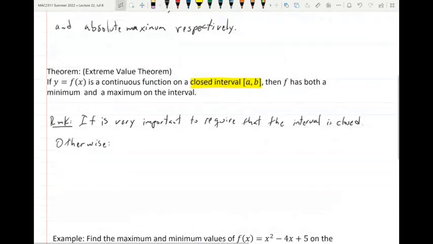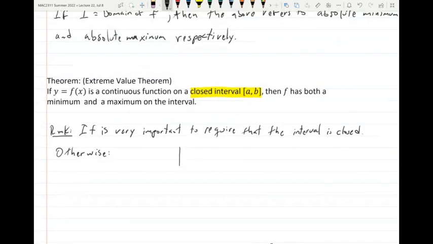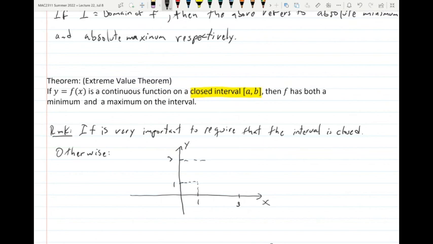So think about the following picture. I'm just going to draw a line. As you know, lines are continuous, right? So let's draw a line segment. Let's say from 1 to 3, and let's say this is 1 and 3. So this is a piece of the function y equals x.